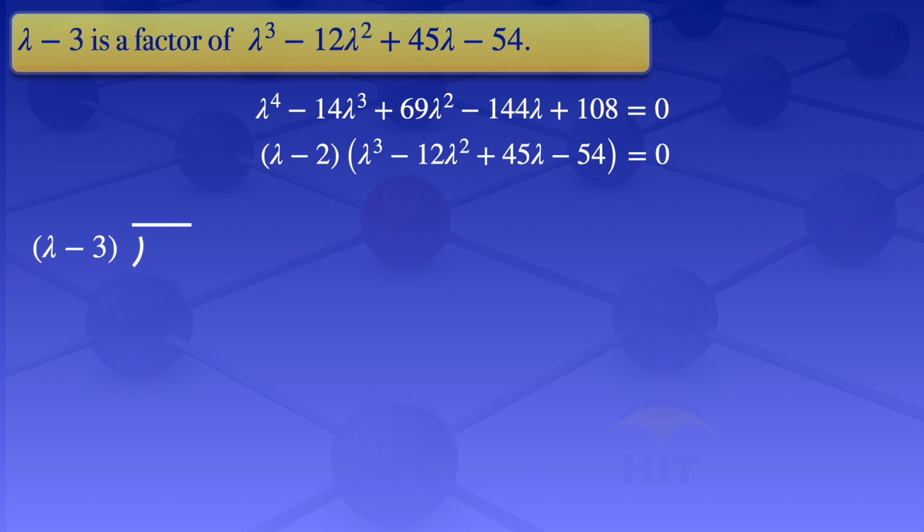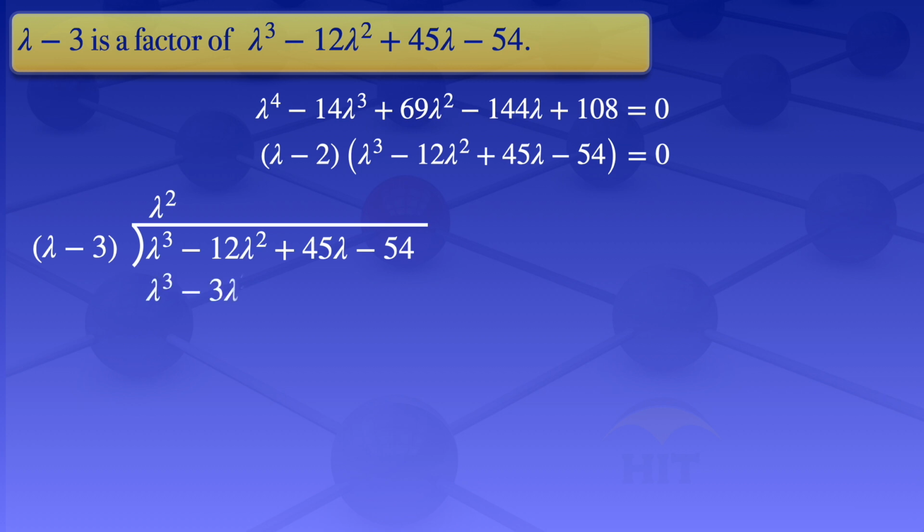And then under the division sign there, we would have our lambda cubed minus 12 lambda squared plus 45 lambda minus 54. The leading term there is the lambda cubed. We divide it by a lambda and get lambda squared. So I'll write a lambda squared on top there, multiply the lambda squared by lambda minus 3, and we have lambda cubed minus 3 lambda squared. Subtract that from the one which is above, we would have lambda cubed minus lambda cubed, it gives us a 0. Minus 12 lambda squared minus 3 lambda squared, it gives us a minus 9 lambda squared. Then write the other terms as they are, plus 45 lambda minus 54.